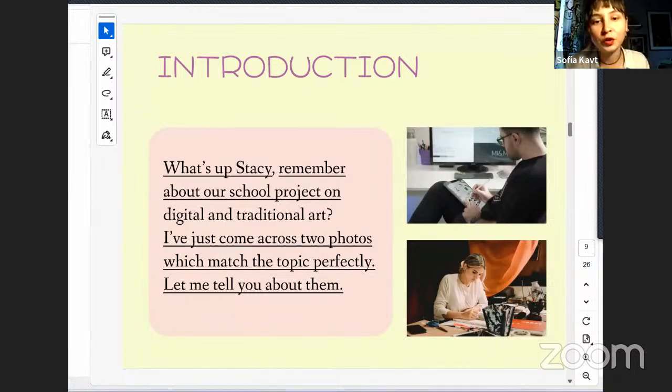Let's continue. So, in relation to the project about art, we can write the following. What's up, Stacy? Remember about our school project on digital and traditional art? I've just come across 2 photos which match the topic perfectly. Let me tell you about them. Okay, so these are the target phrases that I have picked, but obviously you can use your own.